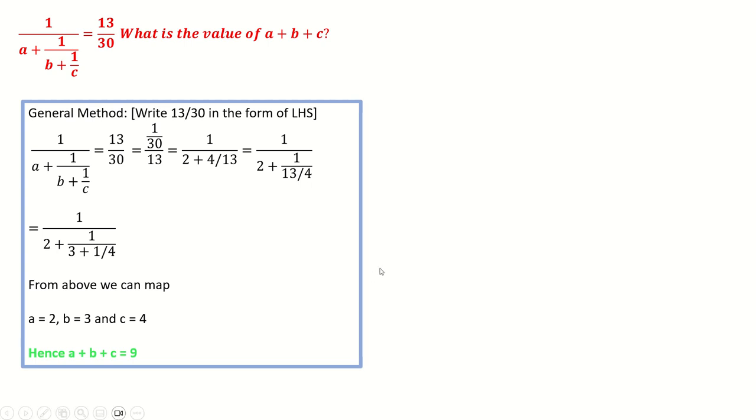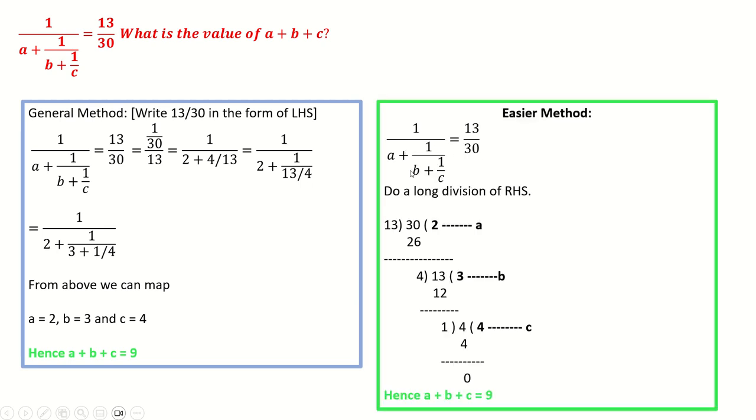The second method I prefer because you don't go wrong easily. If it is going to a 10 variable expression, you might go wrong in forming the fraction, but here you don't go wrong. So you take the RHS, that is 13 by 30, and do a long division as below. 30 divided by 13, 2 times 26, 4 you get as remainder. So 4, you divide 13. With 4 you divide 13, then you get 3, 12, remainder 1.